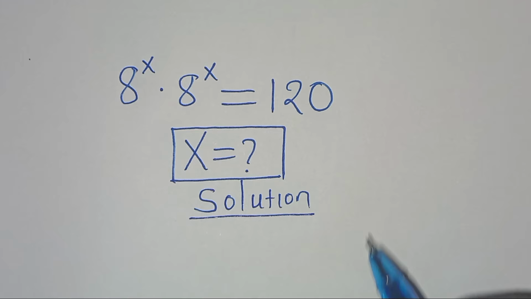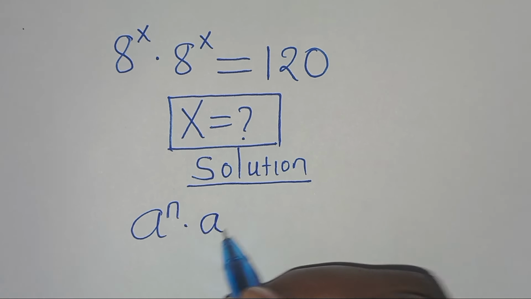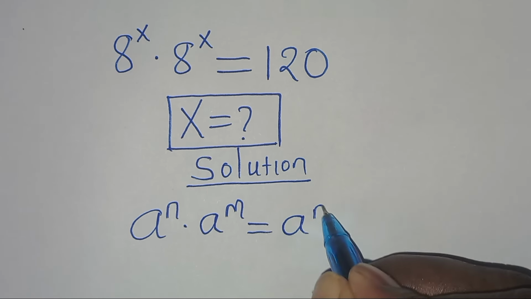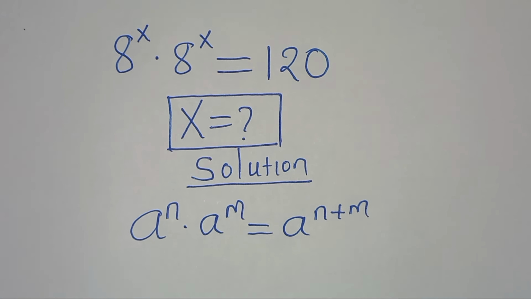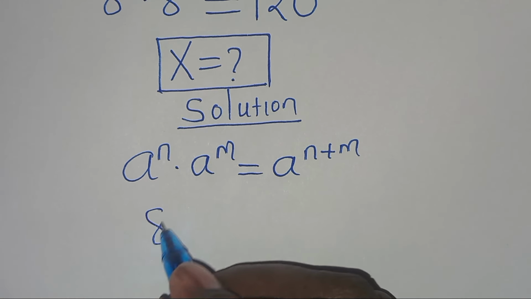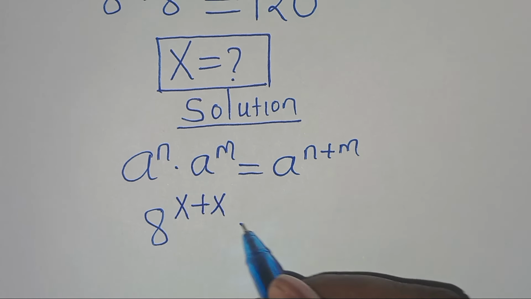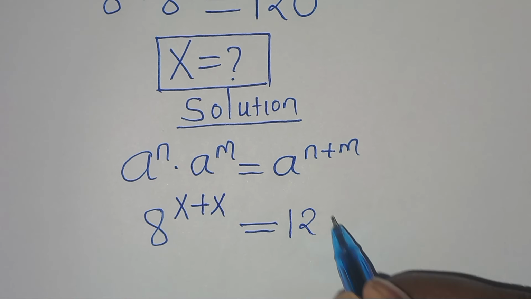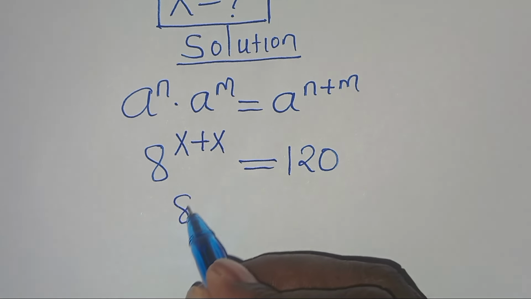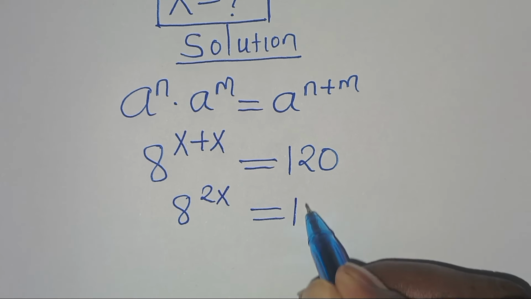This exponential equation is of the form a to the power of n times a to the power of m, which can be expressed as a to the power of n plus m. Applying this exponent property, then we have 8 to the power of x plus x. This is equal to 120. So this is 8 to the power of 2x. This is equal to 120.